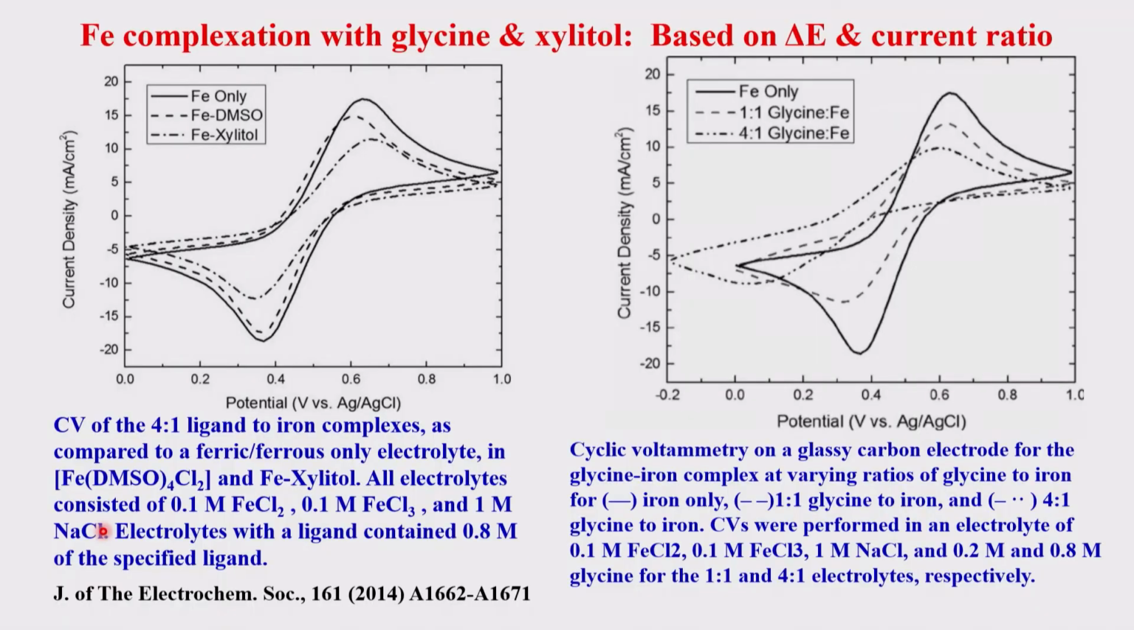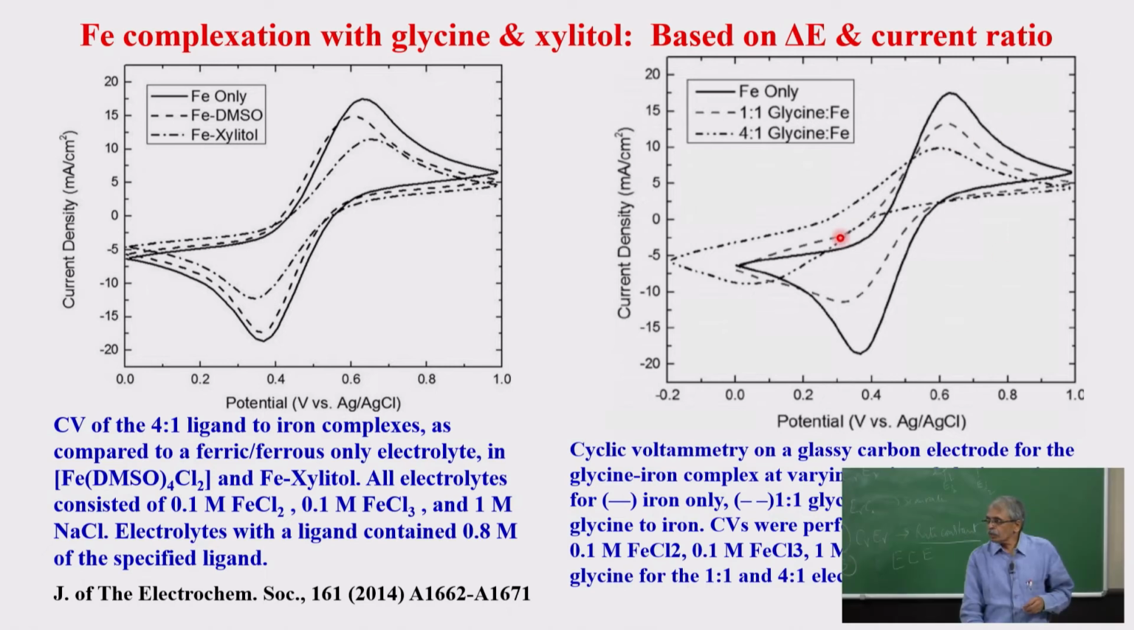So from this experiment you can tell that the iron 2 plus is now complexed with that ligand. Okay, so this is with the xylitol, this is with the glycine. So this is the iron salt alone, you can see very nice, reasonably good peaks. Now you put 1:1 glycine, this is with the dashed line here, you can see somewhat nice, and then you put 4:1, 4 equivalents of the glycine, you can see it. So there is some amount of complexation and much greater amount of complexation.